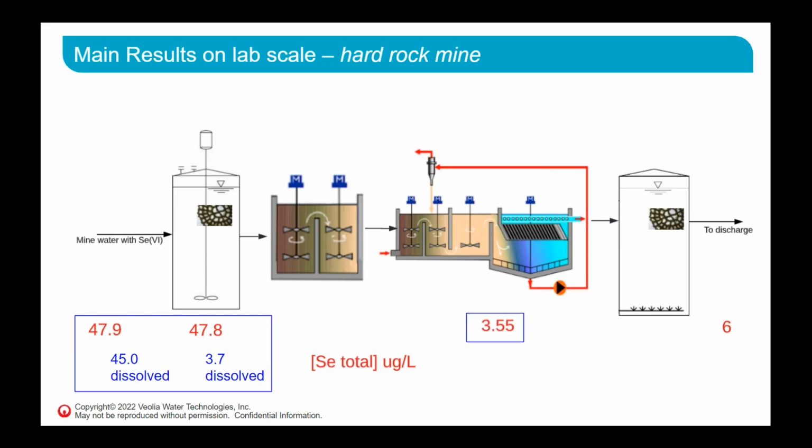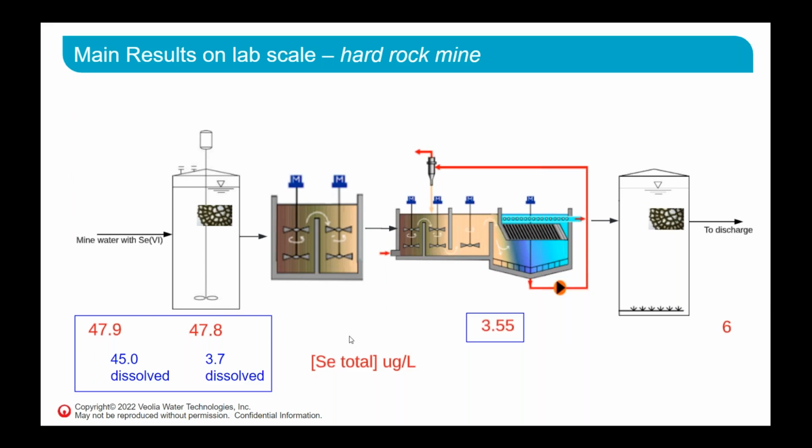Just going out of the MBBR, you said going in, I believe. Going out of the MBBR, we had 47.8 and 3.7 dissolved. So basically in the reactor. Sorry to have interrupted. It's okay. Thanks, Mark. So yeah, it's about 4 ppb in the MBBR, going out of the MBBR. If I just get mixed there, I'm sorry.